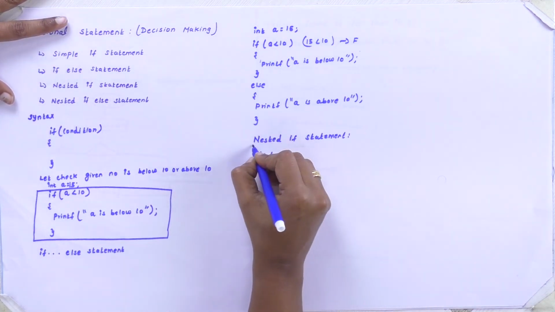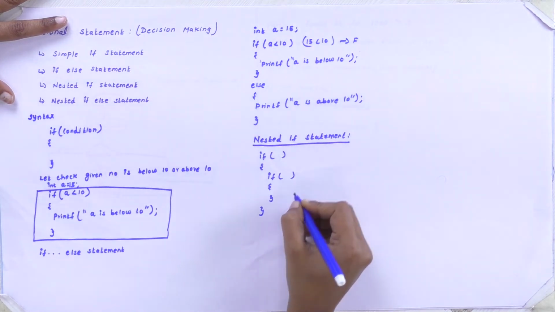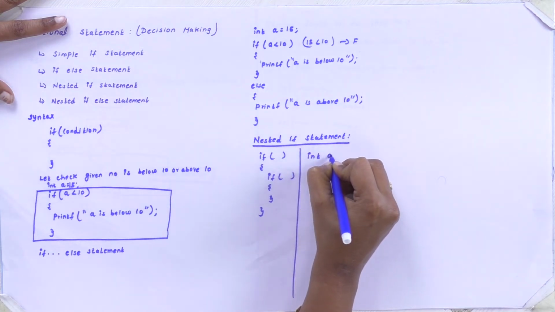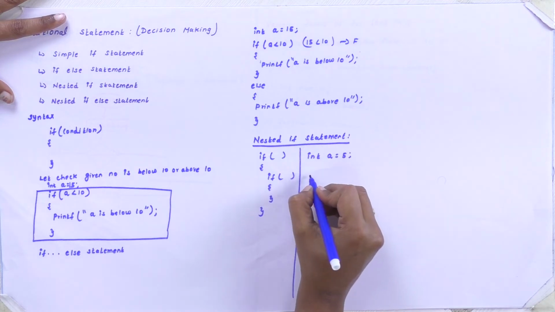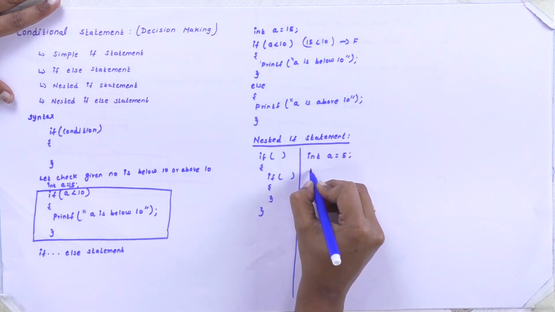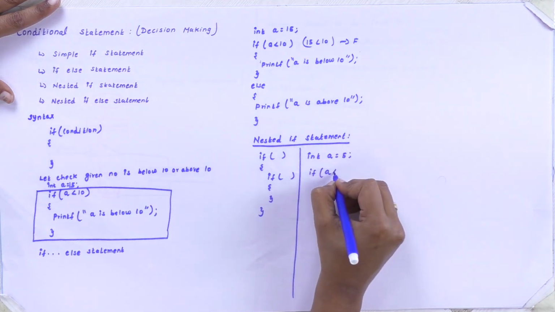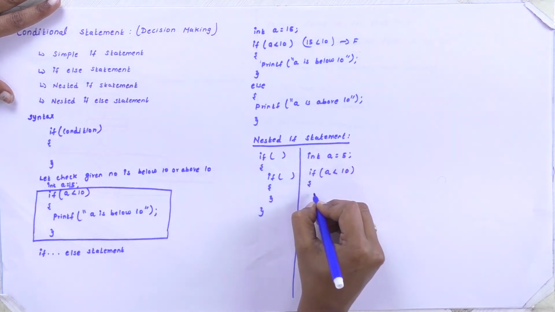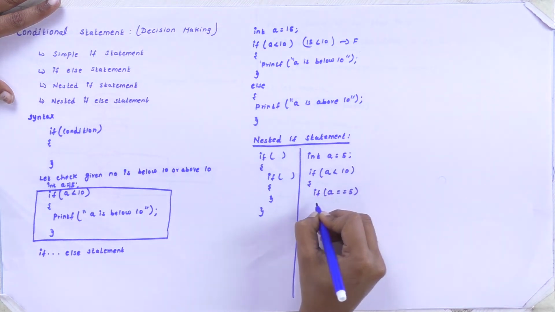So let's take an example for this. Here, int a equal to 5. Here I am going to check if a less than 10. Next I am going to check a condition if a equal to 5.